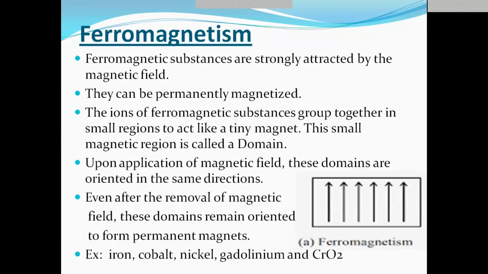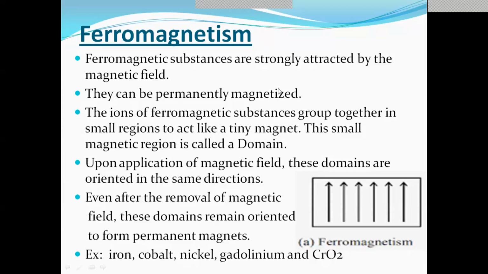Ferromagnetism. So this is the third type of magnetism shown by solid substances. Ferromagnetic substances are strongly attracted by the magnetic field, and they can be permanently magnetized. Already we have seen paramagnetism is due to the presence of one or more unpaired electrons. But ferromagnetism is due to a larger number of unpaired electrons present in the atom. The greater the number of unpaired electrons present, the greater the magnetic property exhibited by it. Therefore, they act as strong magnets.